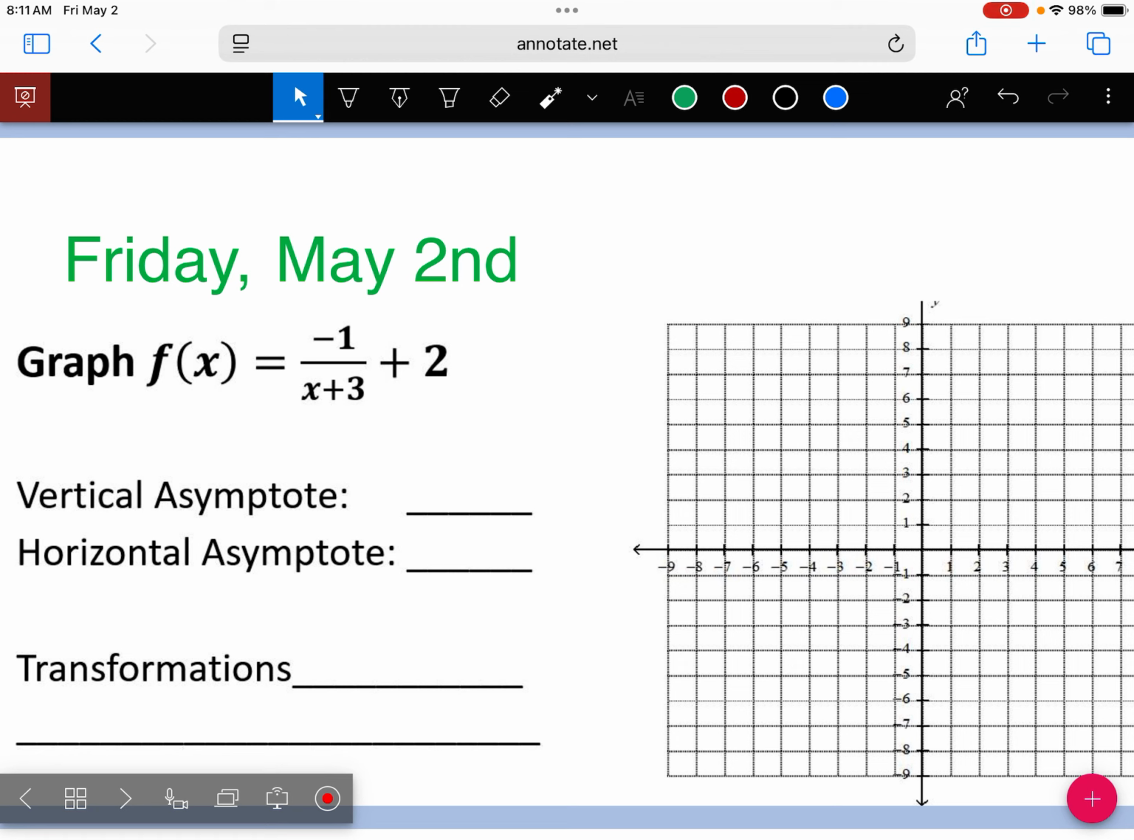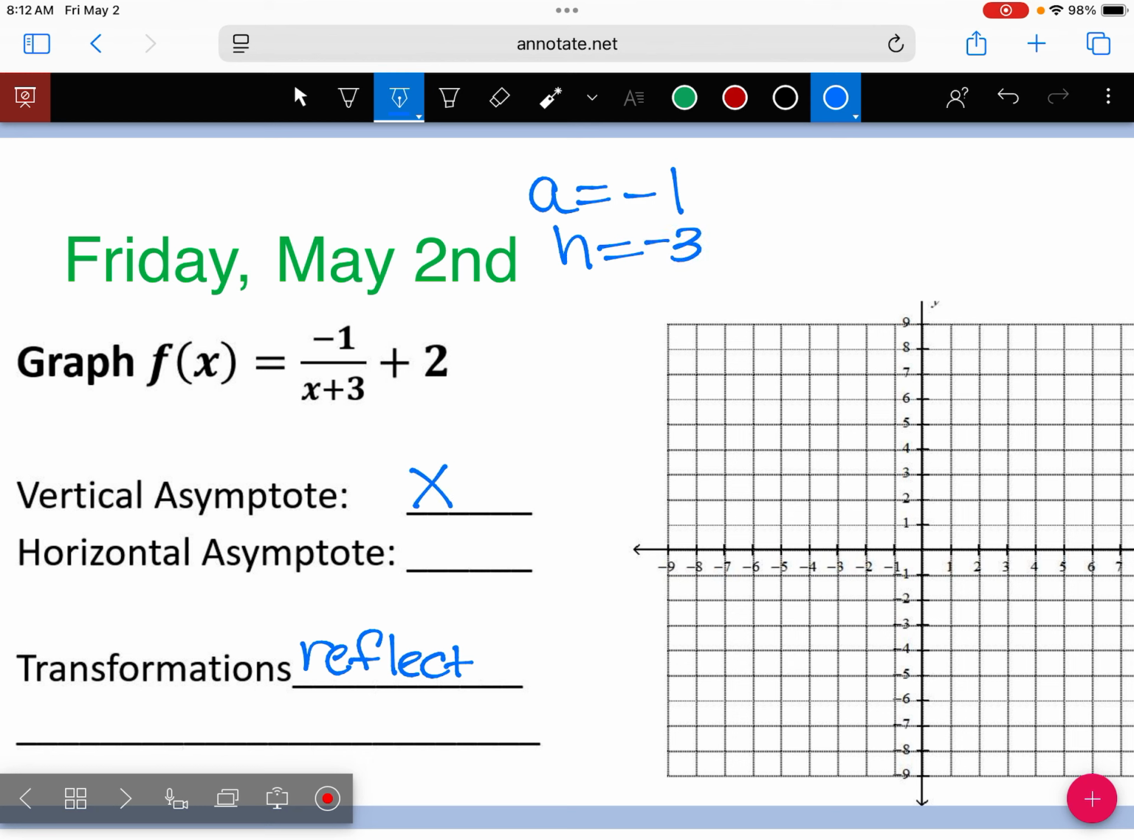So that's really good. So let's look at this graph here. So we have A, H, and K. So A is always the number up top. A is -1, which means it's going to reflect. H is in the denominator, but you have to flip the sign. So H is -3. So your vertical asymptote will be at x equals -3. I'm going to go ahead and draw that in.